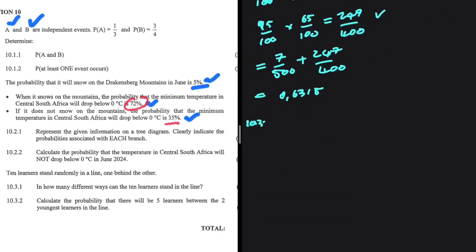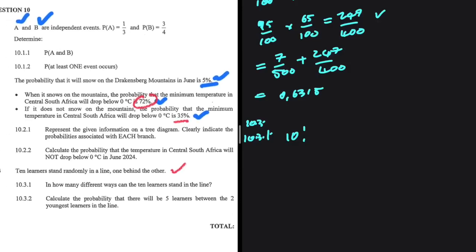Quite an interesting question. I did spend a lot of time on this question, trying to see if I'm missing something. But anyway, we have 10 learners that randomly sit in a line, one behind the other. So in how many different ways can 10 learners stand in the line? Oh, they stand, they don't sit on a line. If we have 10 learners and they're sitting randomly, then we have 10 factorial ways of which they can sit. Right, that is quite an easy one. 1 mark in the bag.